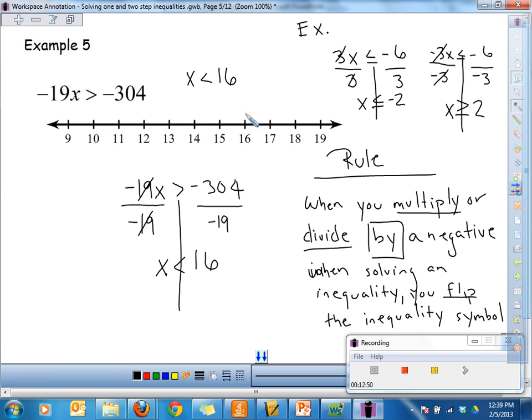So let's go ahead and graph this. I'm going to do an open circle since it is a less than symbol. I know that it needs to be less than. I'm going to pick 2 test points. We'll do that up here.